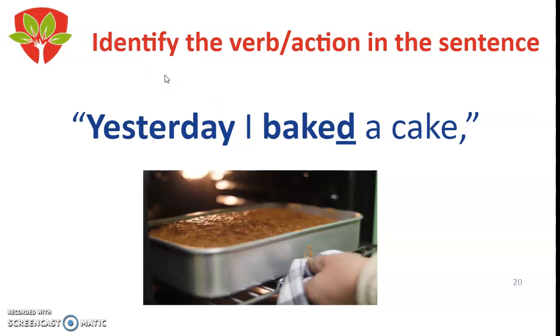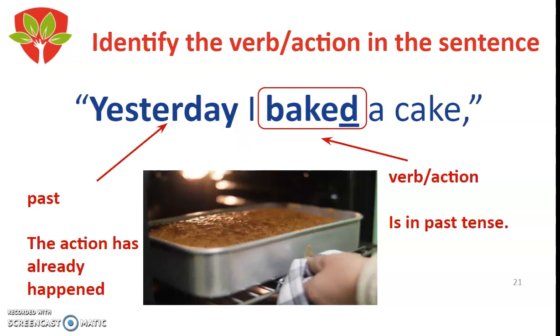Yesterday, I baked a cake. Okay, listen. Yesterday, I baked a cake. What is the action in there, guys? What do you think is the verb in there? Let's think a bit. Great, guys. So the verb in here is baked, right? Baked. That is the action. That is the verb in this sentence.